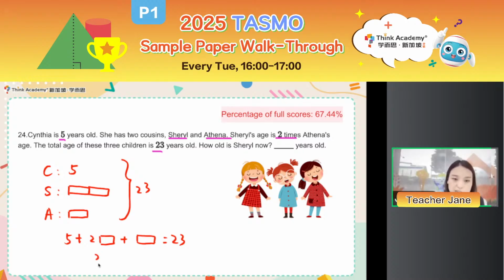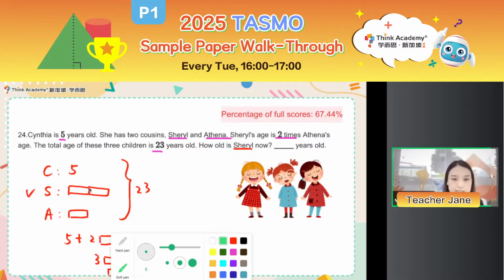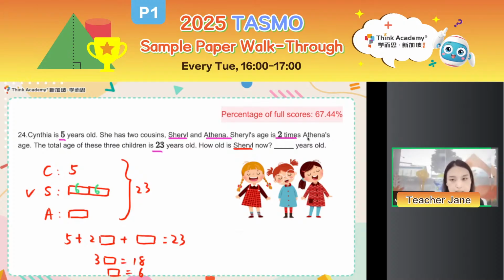Then that means 3 bars equals 18. 1 bar equals 6, right? Okay, so here we can see how old Cheryl is right now. Then what we need to do is just to see, oh, this one is for Cheryl, because we already know 1 bar is 6. Then Cheryl is 12 years old.